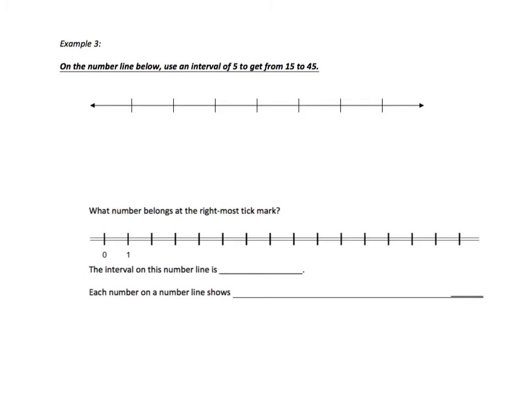Okay, now that you are finished with example 2 and 3, example 2, we know that was easy. It just came out to be 2, 4, 6, 8, 10, 12, 14, 16, and the interval on that number line was 2. But let's look at example 3. They don't give you any numbers on the number line. They just tell you that the interval is 5, and you have to get from 15 to 45. So if we go up by 5s, we would get 15, 20, 25, 30, 35, 40, 45.